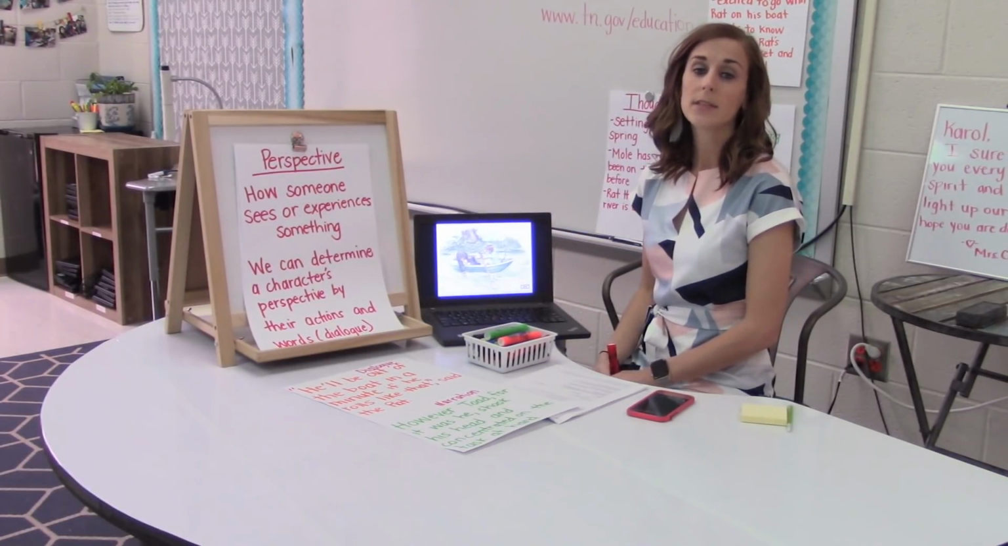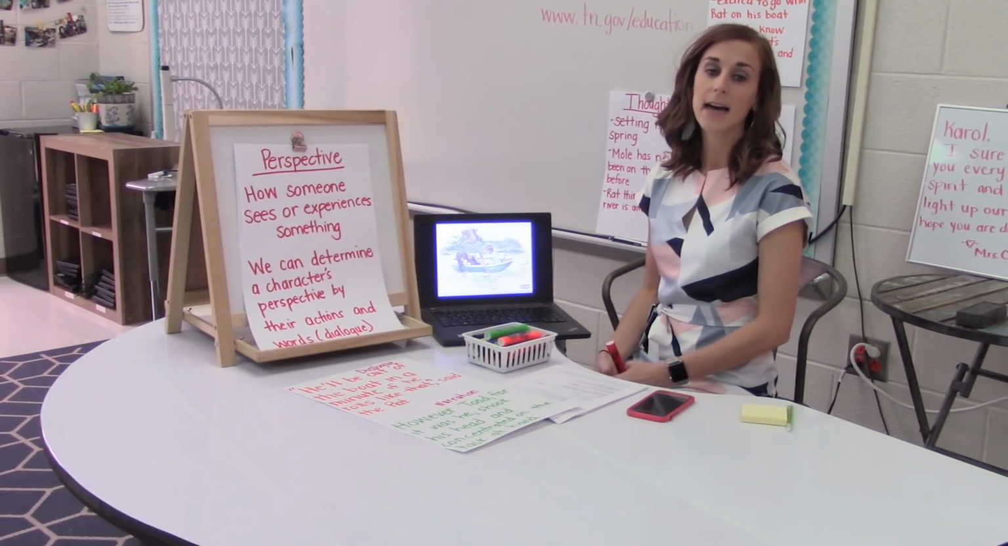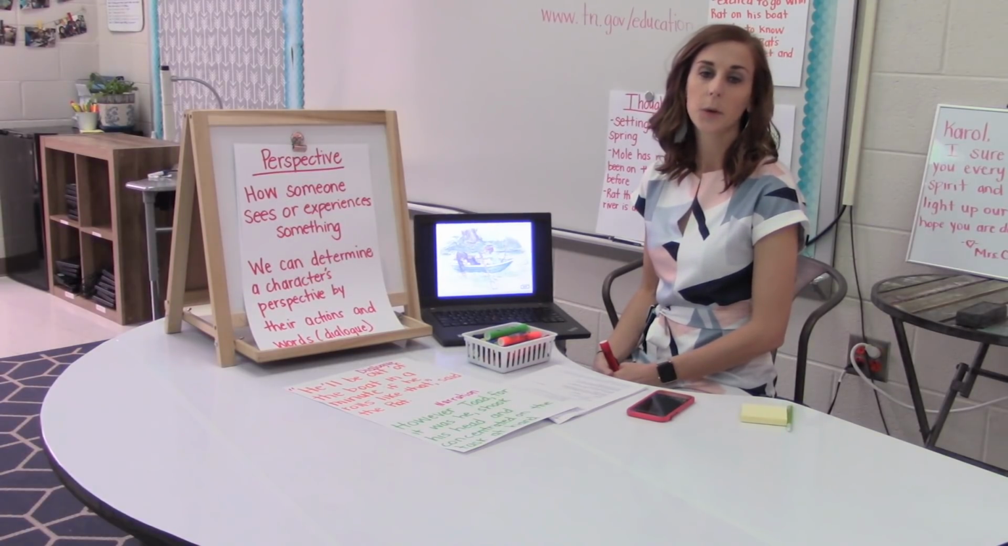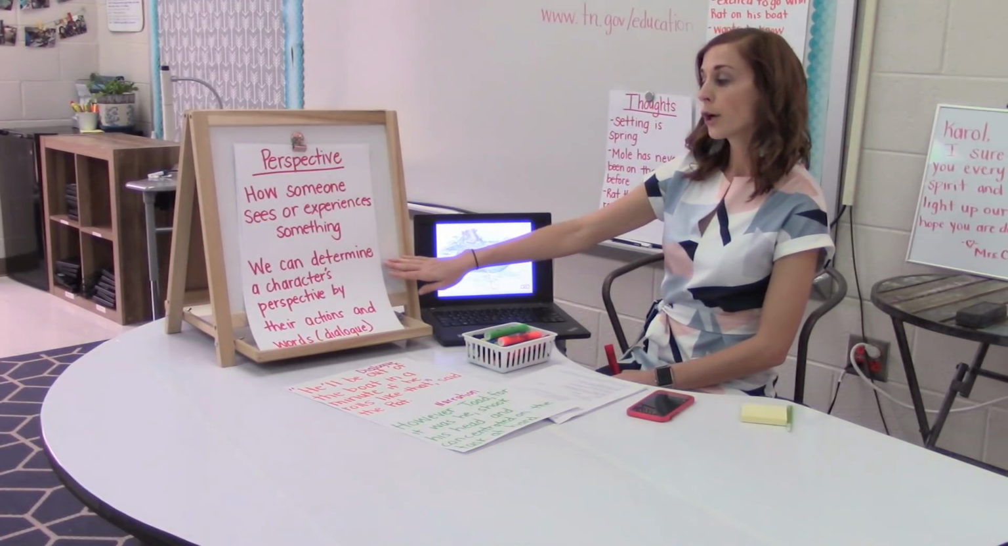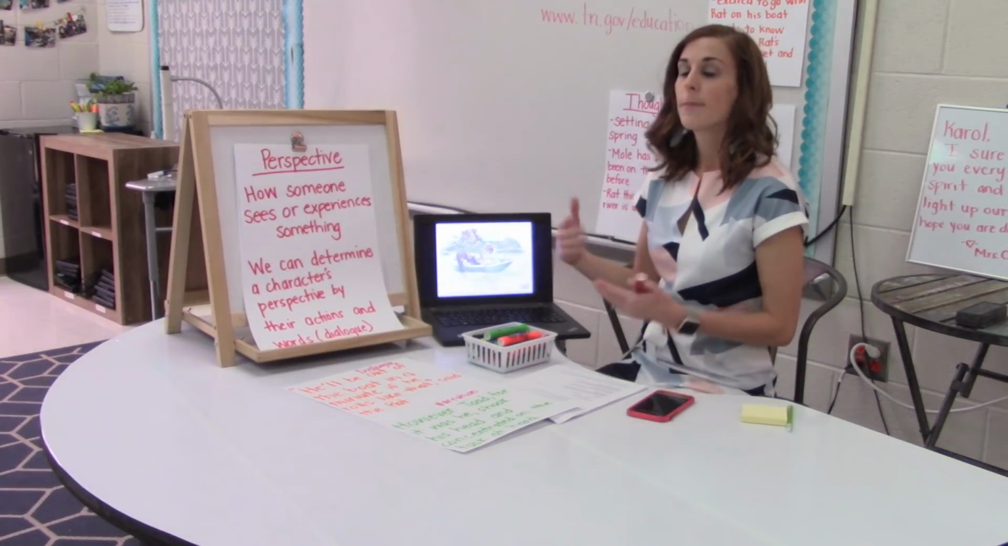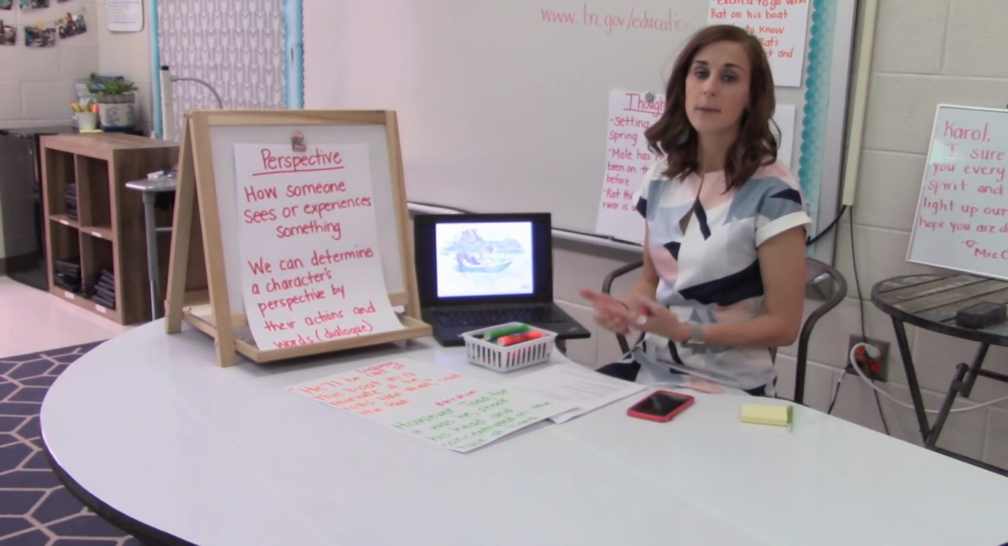It is in Mole's house and with his actions and dialogue that the entire story begins, and it is from Mole's perspective that the reader first hears about the above-ground world in the riverbank. So we can determine a character's perspective by their actions and by their words, by their dialogue.